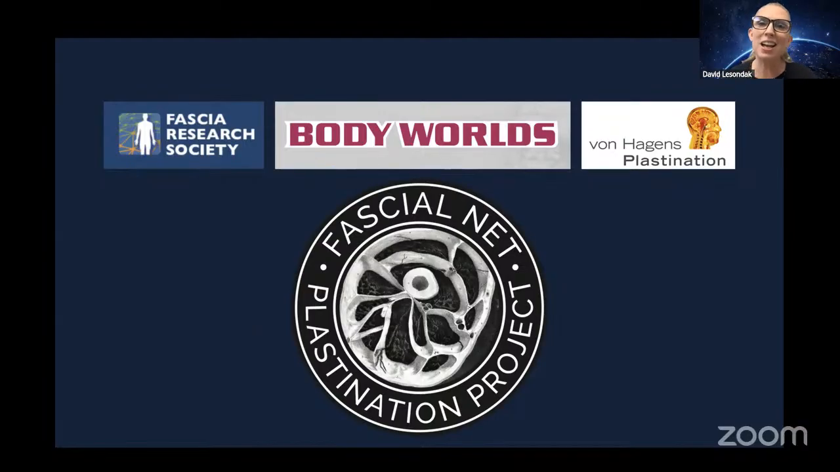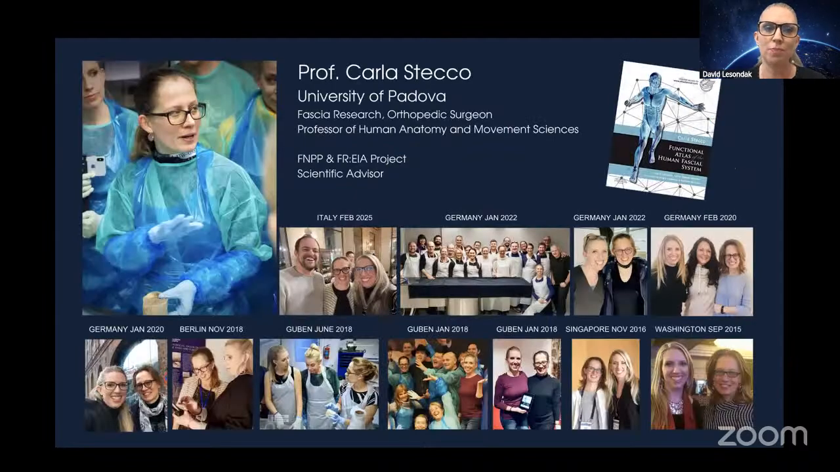Somehow it was the right timing and the right energy was there for the Fascial Net Plastination Project to have its start. Carla Stecco, whose book you can see here, The Functional Atlas of the Human Fascial System, also played a pivotal role in this as one of the primary initial advisors. She is a fascia researcher, orthopedic surgeon, professor of human anatomy and movement sciences, and the scientific advisor for the Fascial Net Plastination Project. And she's at Padua University in Italy.